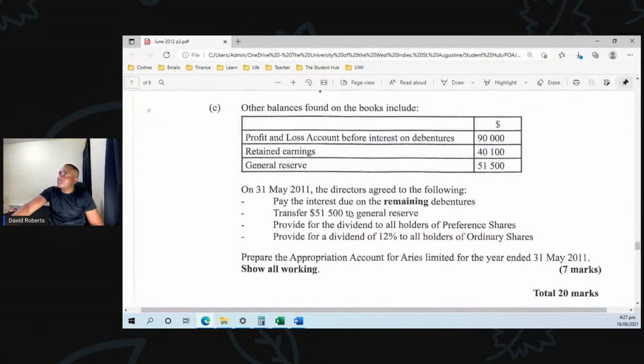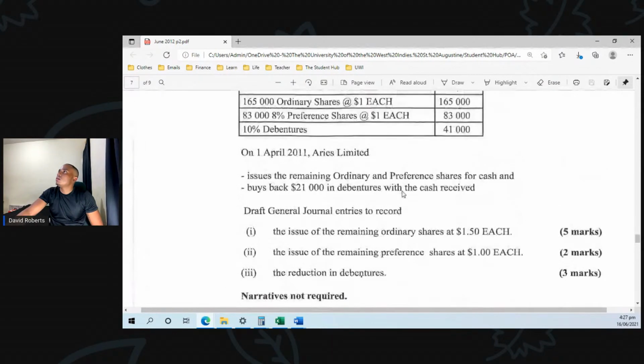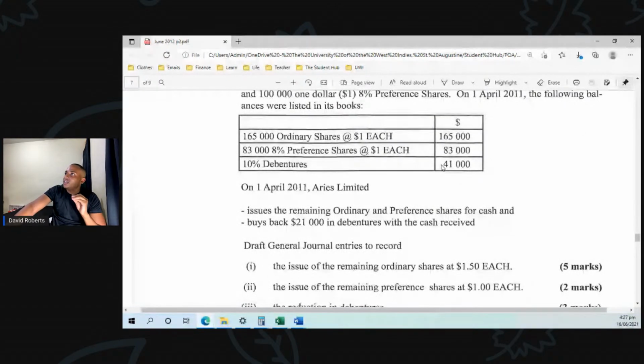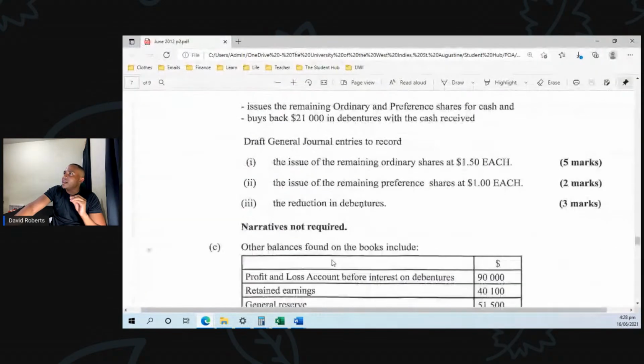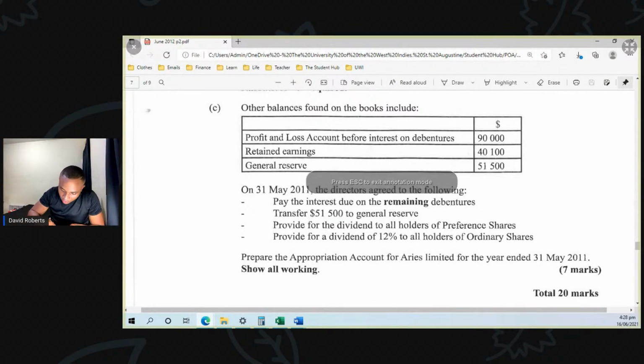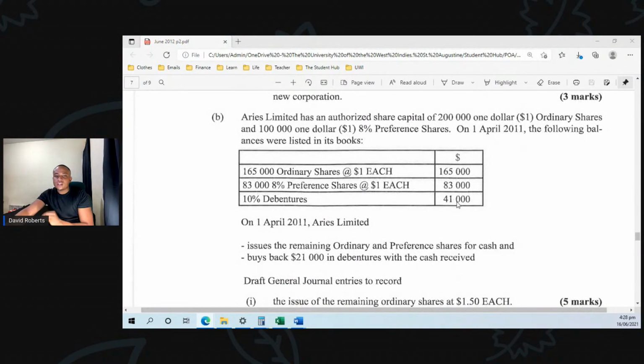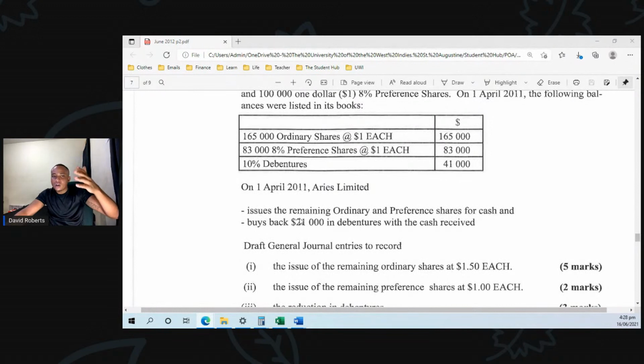In the question, they said that we pay interest due for the remaining debentures. So this is a little math that we have to calculate. This is what we're focusing on now, the interest on remaining debentures. You'll remember that with the debentures, at first we would have had 41,000 of the 10% debentures. However, we bought back, so that means we undid $21,000 in debentures.